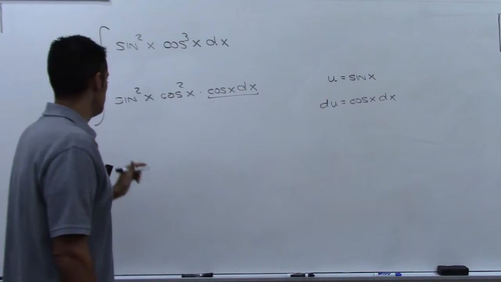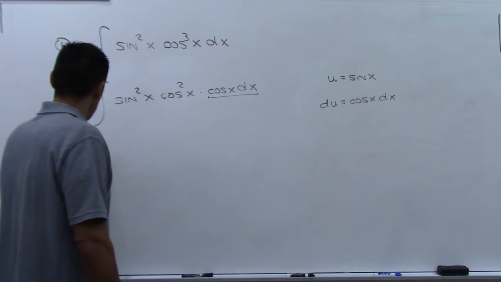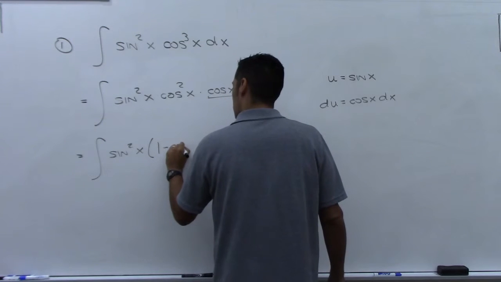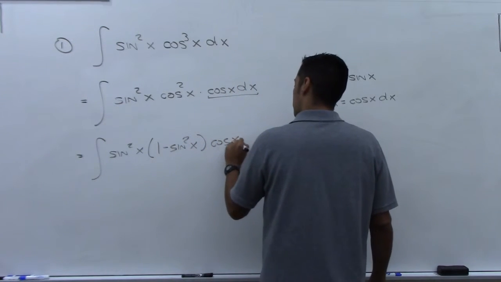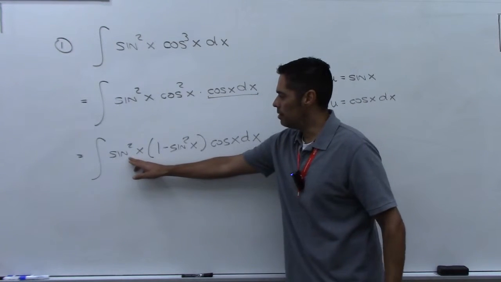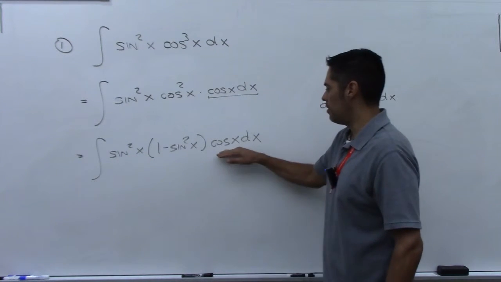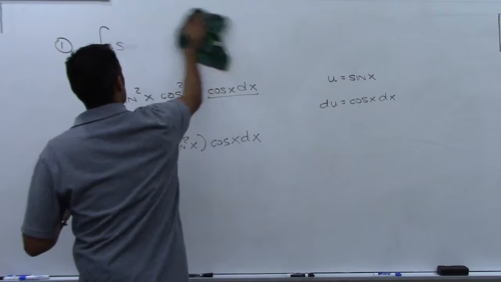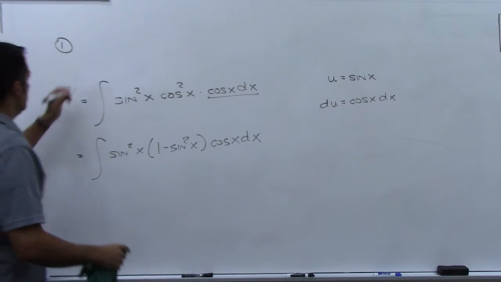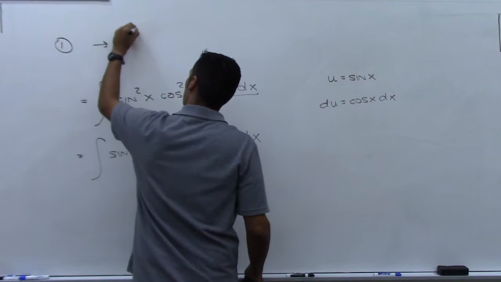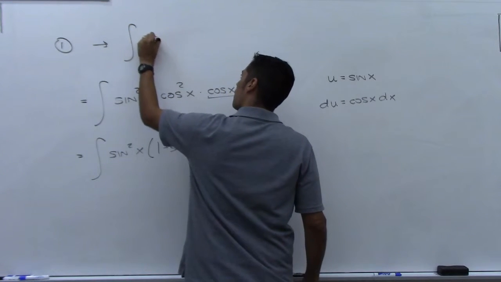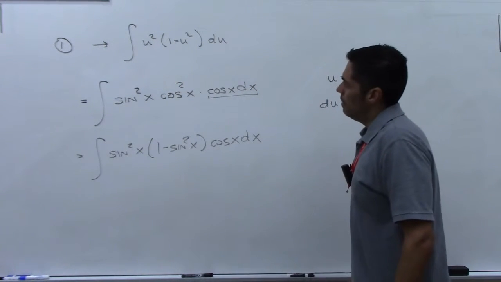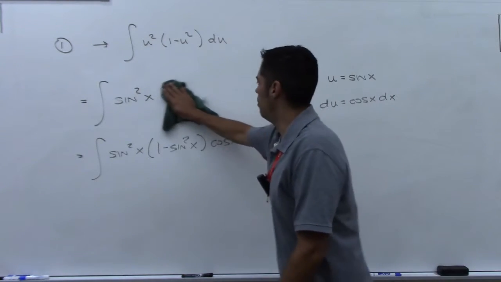Cosine squared, though, needs to be switched. So I'm going to use the Pythagorean identity, rewriting cosine squared x as 1 minus sine squared x. Now you can see this is going to be u squared, then 1 minus u squared, and then this here will be the derivative of u, so du. So this will be equal to u squared times 1 minus u squared du. And now this is just a polynomial in u.